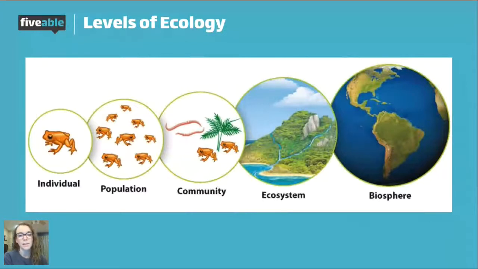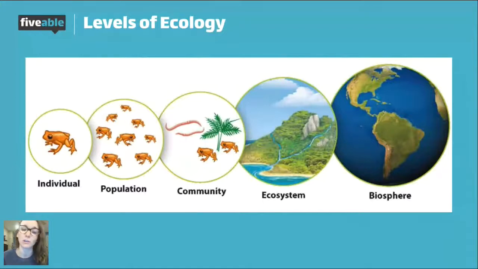A community is a group of different species living in the same area. So the humans, bacteria, rats, and pigeons living in Chicago would be a community. Same area, different groups of species interacting. The savanna would be a community, where we could talk about all the different animals and plants that are interacting with one another.